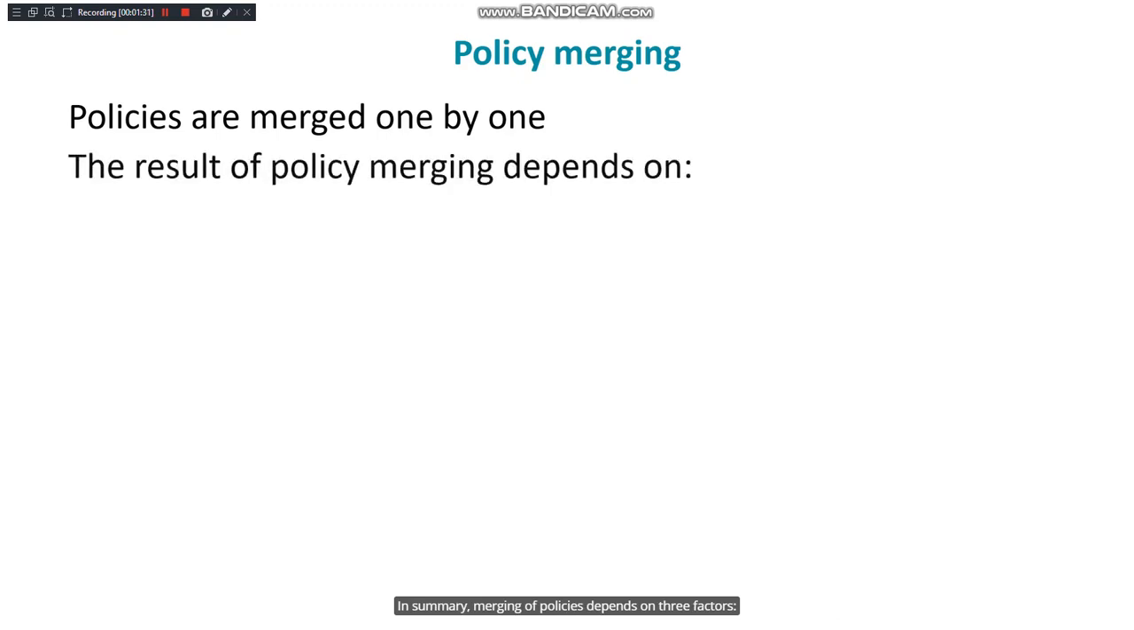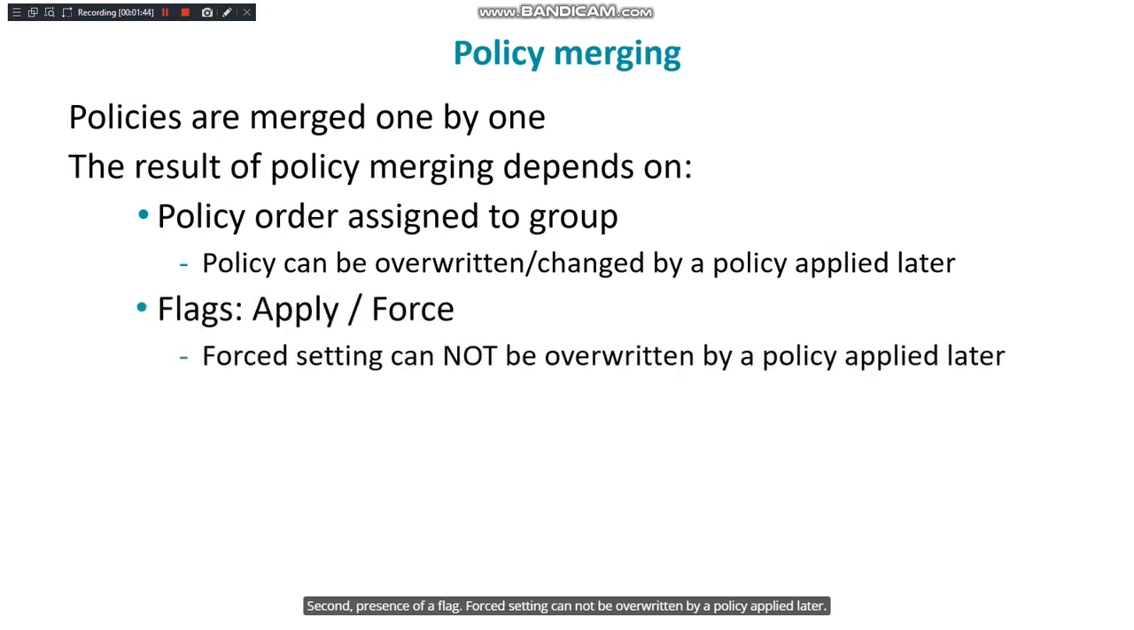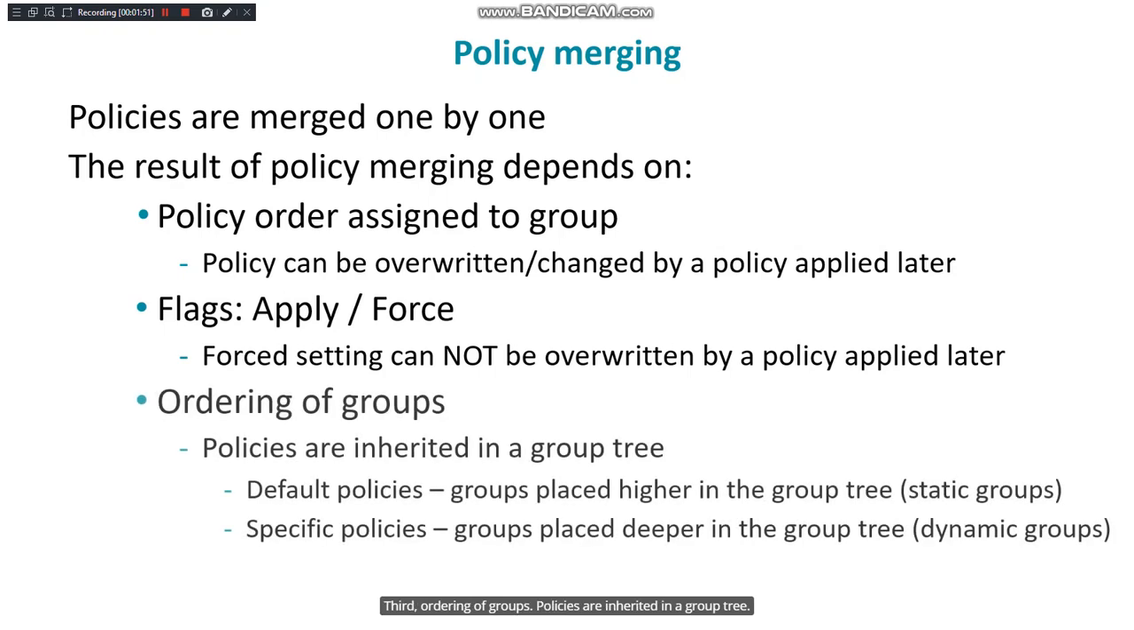In summary, merging of policies depends on three factors. First, order of policies applied to a single group. Policy can be overwritten by a policy applied later. Second, presence of a flag. Forced setting cannot be overwritten by a policy applied later. Third, ordering of groups. Policies are inherited in a group tree.